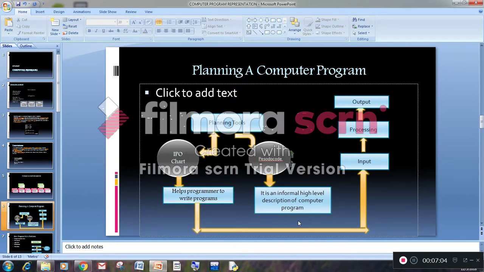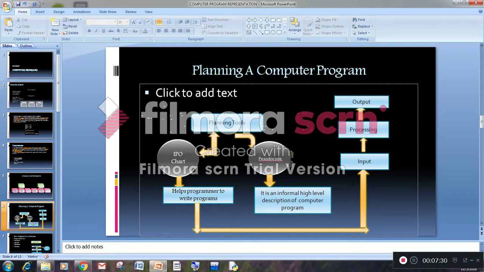Planning a computer program. There are two basic tools for planning a computer program. Number one is the IPO chart. So what's the IPO chart? It helps the programmer to write programs and it has three basic features: input, processing and output. So what's the input?